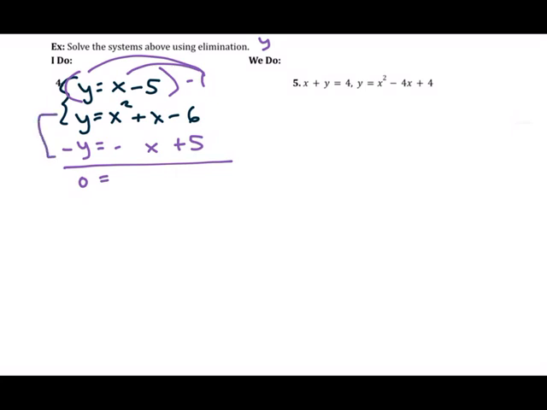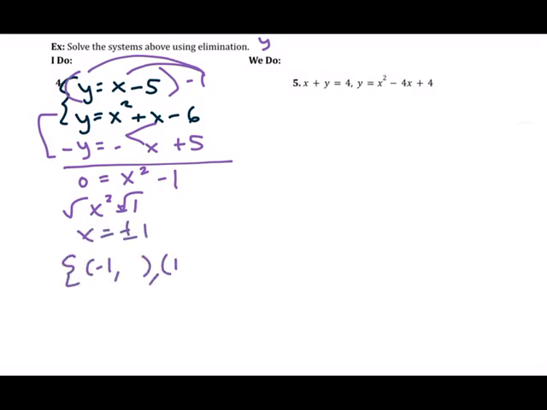Y and -y is 0. X squared plus nothing is x squared. X minus x is 0. -6 plus 5 is -1. So you could solve this by factoring. I'm actually going to use the square root method. Since there's no bx term, I'm going to add 1 to both sides, and then I'm going to square root. So x is plus or minus 1.